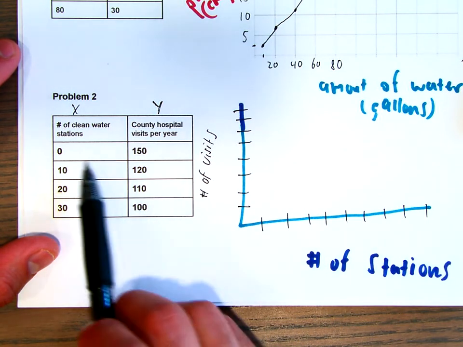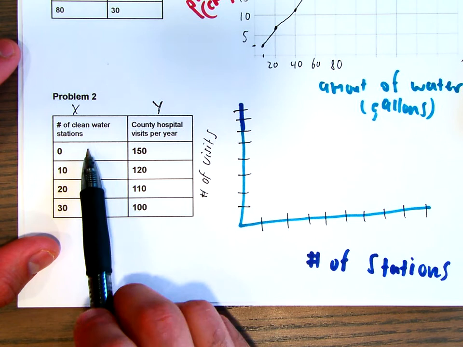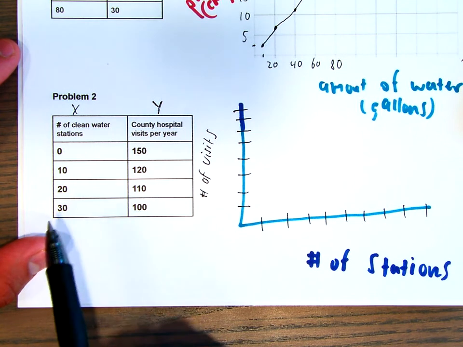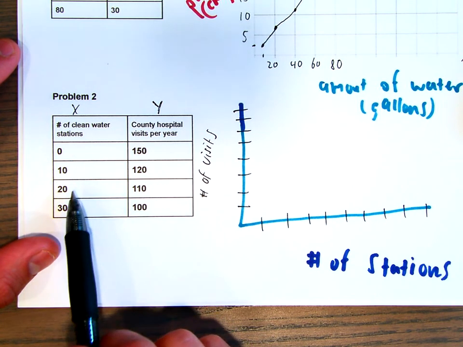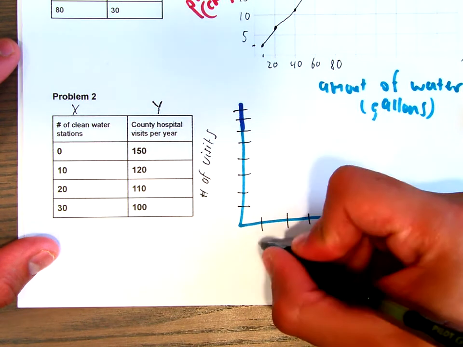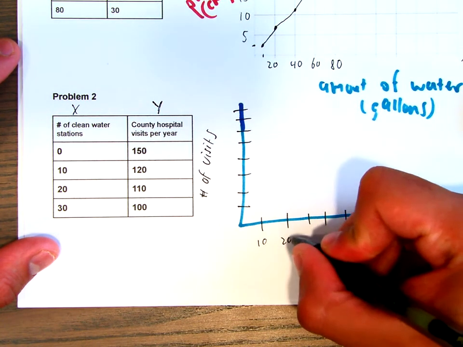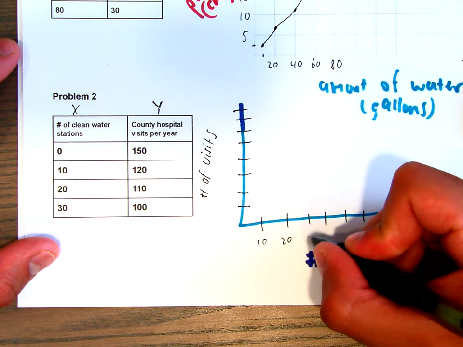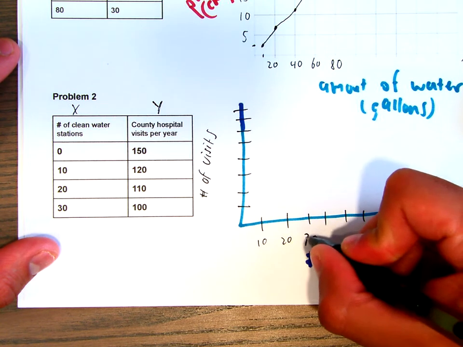So I start with 0 and I end with 30. And if we notice, my data goes up by 10. So we can just go by 10s. So I'm going to go 10, 20, 30. That's it. We'll keep it simple, okay?